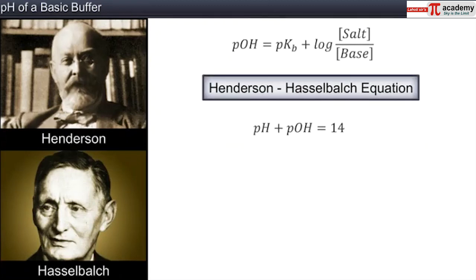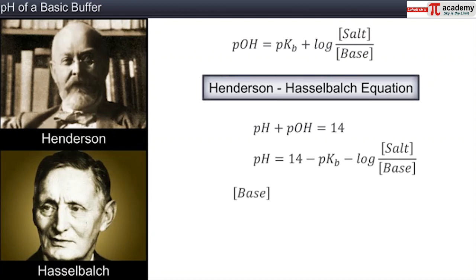Therefore, we can write the Henderson-Hasselbalch equation in terms of pH as pH is equal to 14 minus pKb minus log of concentration of salt divided by concentration of base. If concentration of base is equal to concentration of salt, then pOH is equal to pKb.